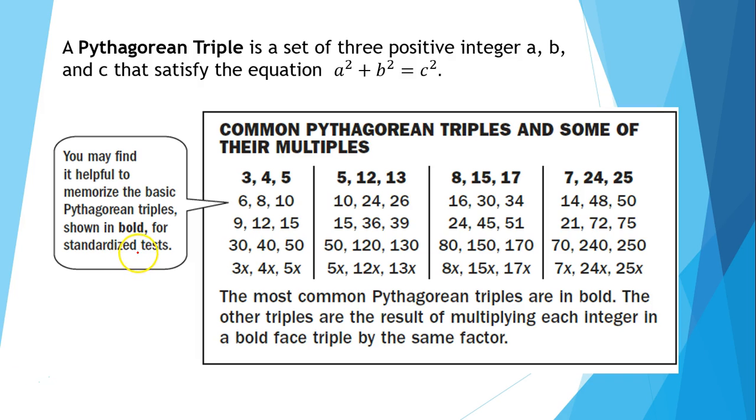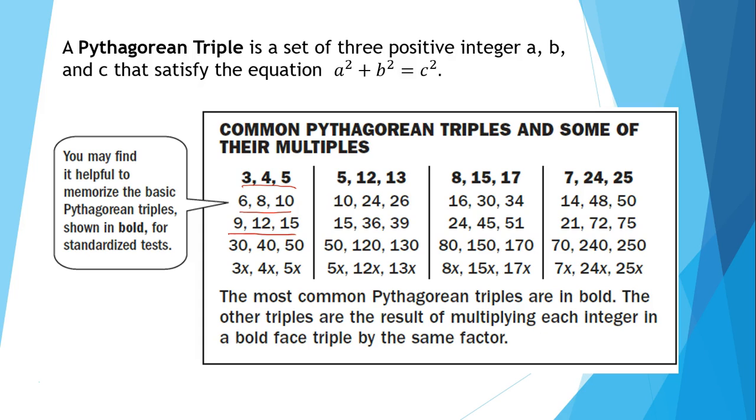These right here are the common Pythagorean triples, and then some of their multiples. See how we have, this is a Pythagorean triple. Well, this is the same thing, just everything's being multiplied by 2. Everything's being multiplied by 3 from the original one. So here's 4 of the common Pythagorean triples, and then some of their multiples.